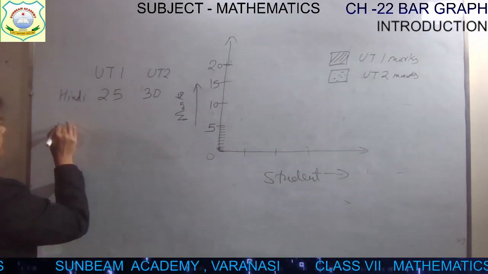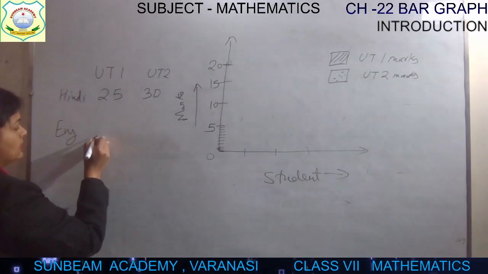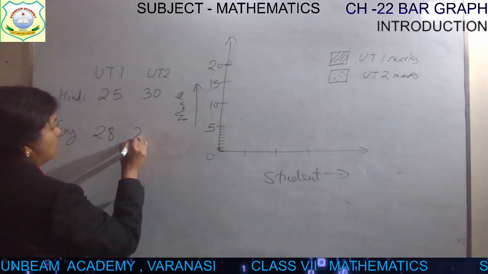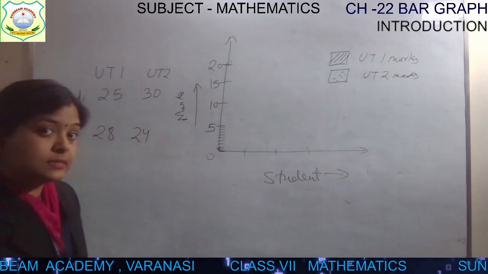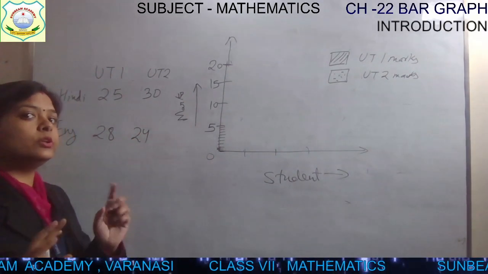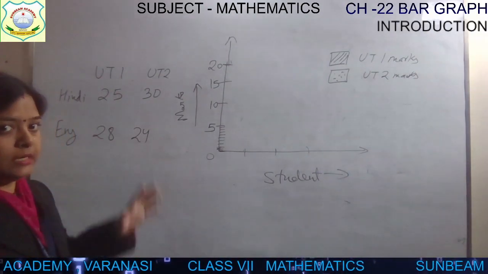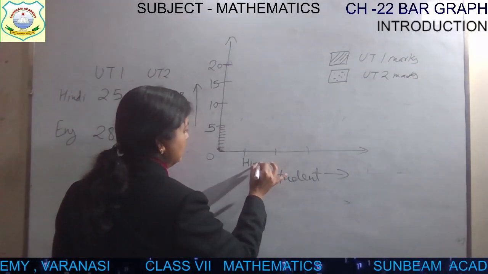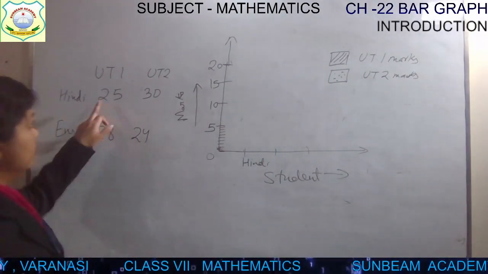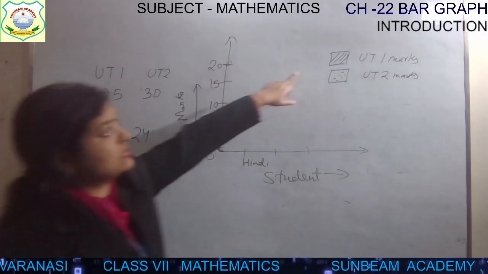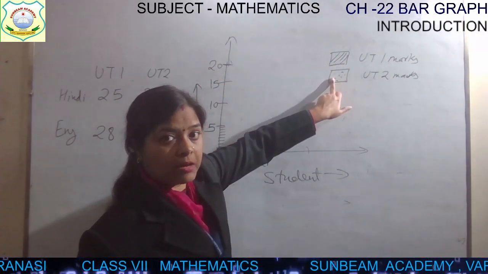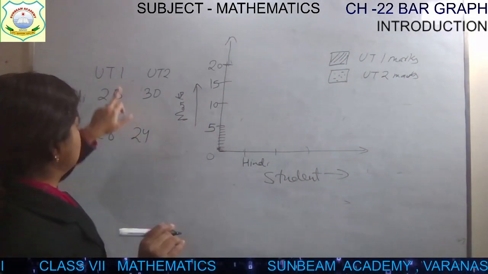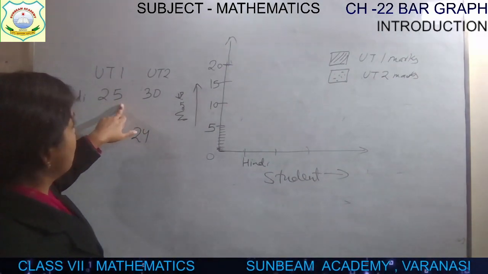In English, if your marks in UT1 is 28 and in UT2 your marks is 24, how you will plot it? And this is double bar graph. You wanted to compare your UT1 marks and UT2 marks in Hindi and English. So let me show you. So first of all I will draw the Hindi bar graph. In UT1 I will represent the bar in this way, and the UT2 I will represent the bar in dotted lines, dotted points. So in Hindi he scored 25.